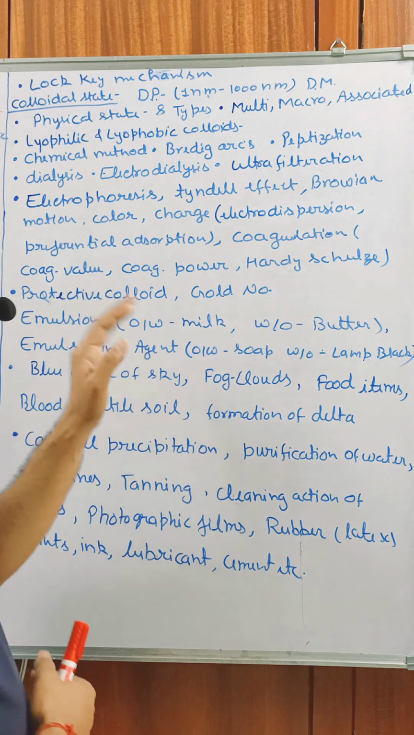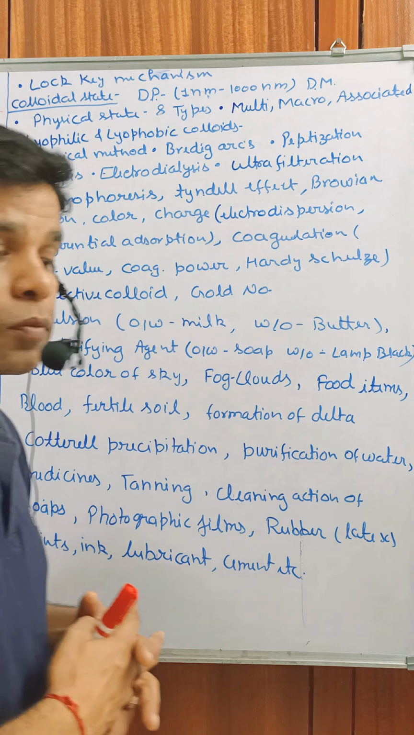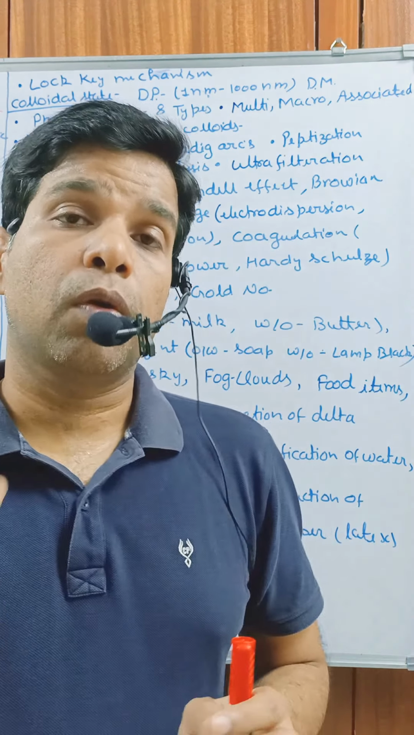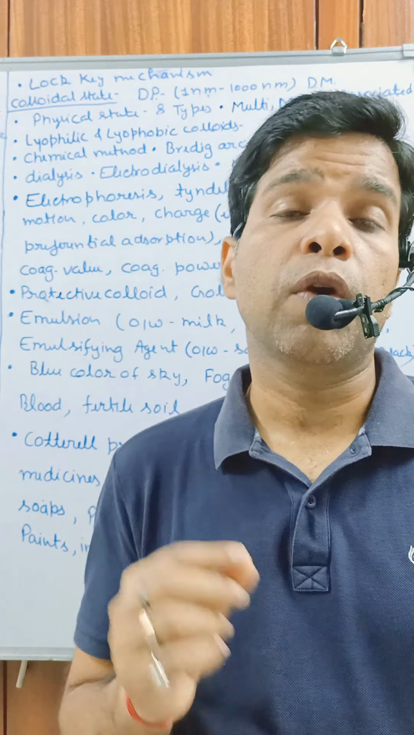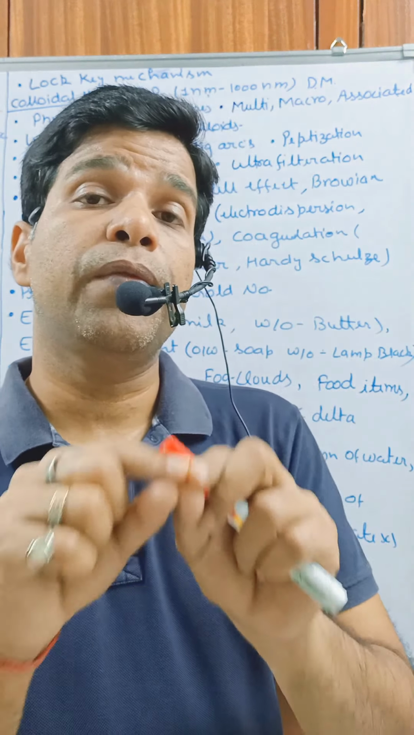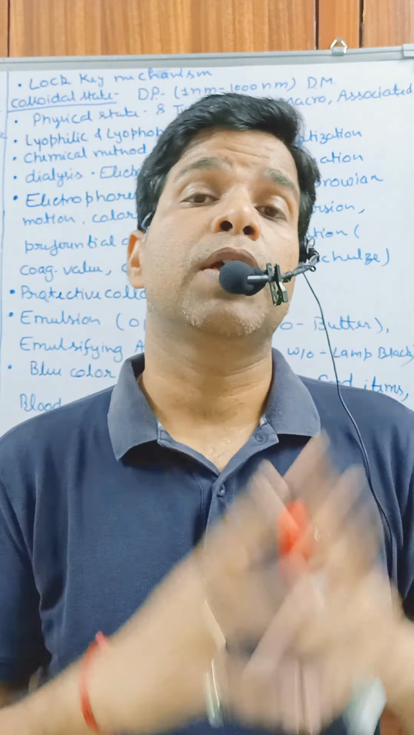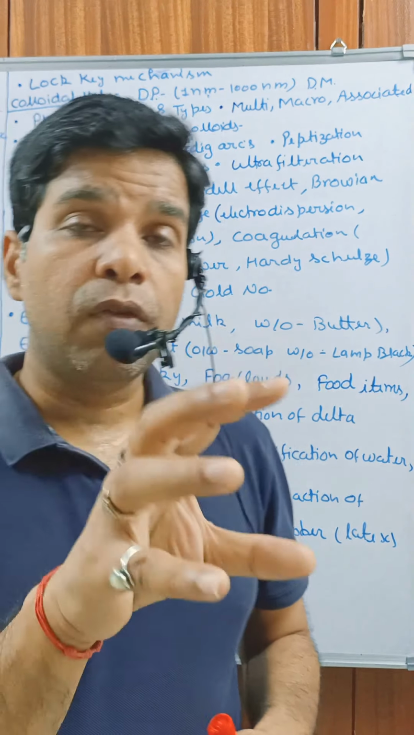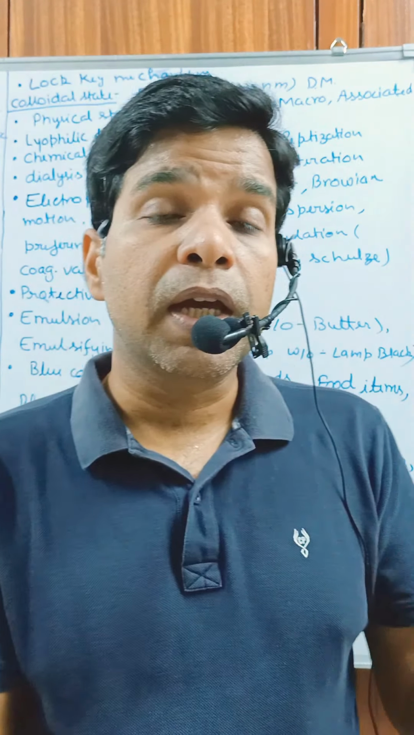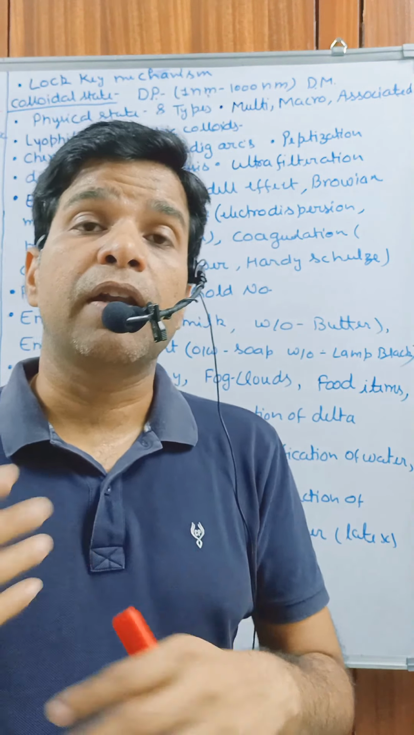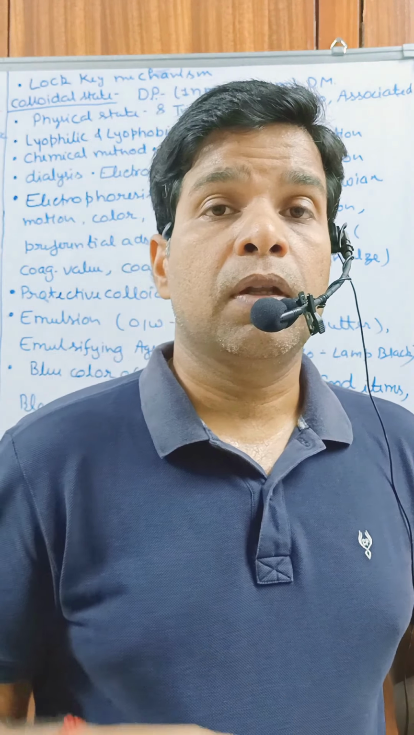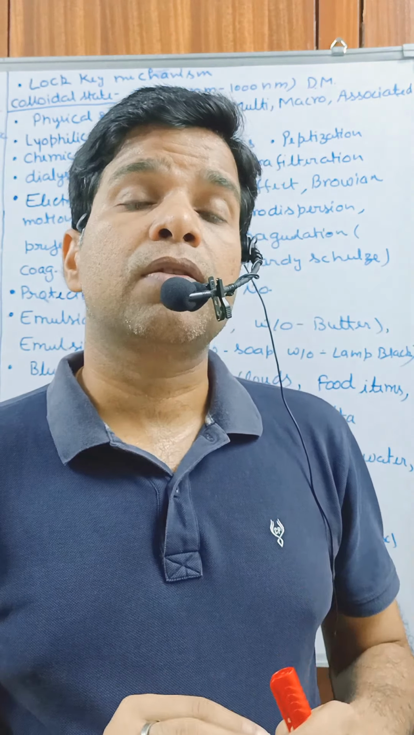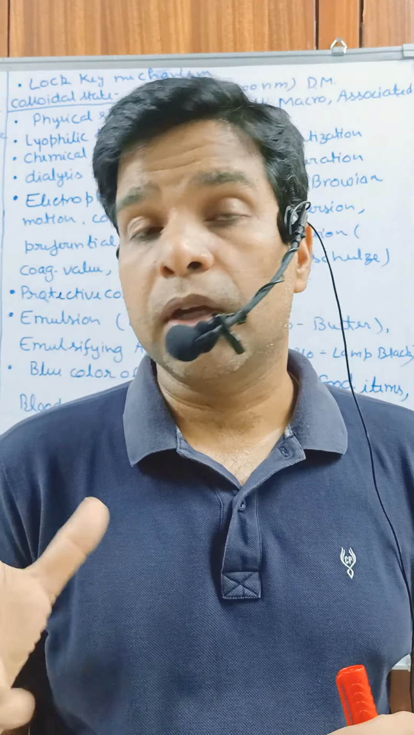Then protective colloid. Like gold in water, it is not very stable. Because gold is lyophobic, at the surface of gold we apply a coating of starch. Starch is lyophilic. So if on the gold particles we apply a layer of starch and then disperse it, that outer covering of starch makes the colloidal system more stable.